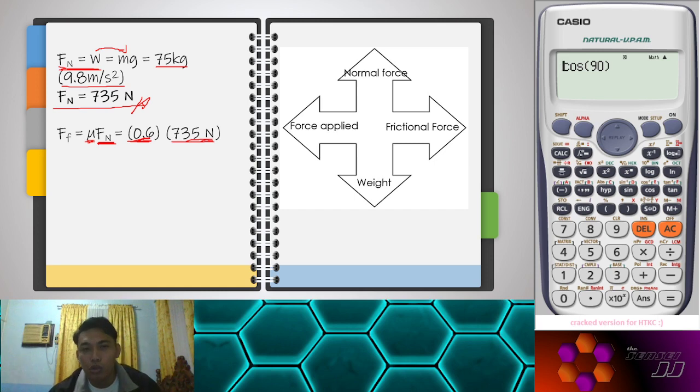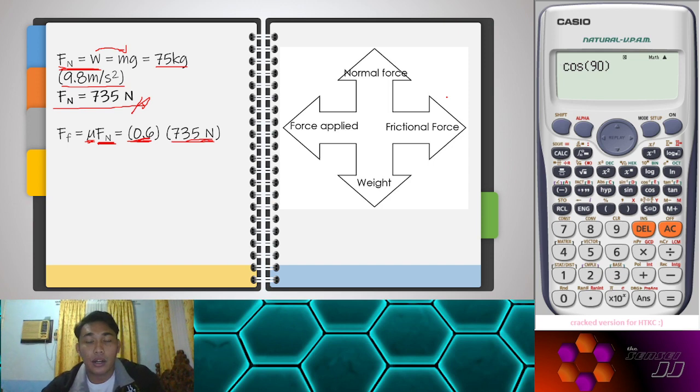Sir, why are we using the normal force instead of the force applied? Okay, so for the force applied, you will not be applying a force that is lesser than our normal force, because if it is lesser than the normal force, you will not be able to move our object. Okay, so if it is greater, then you can move the sofa. And the frictional force will also not be greater than or equal to our force applied. Okay, so with our force applied going to the left and our frictional force going to the right, we will have our frictional force of 441 newtons with the use of our frictional coefficient and our normal force.